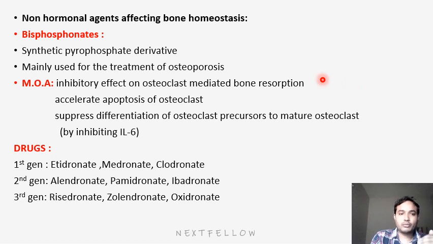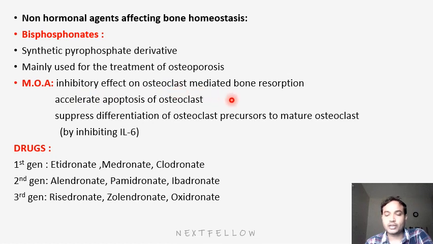Those are the hormonal parts. Now coming to the non-hormonal and drug part. Here, bisphosphonate drugs are mainly helpful in controlling bone homeostasis. Bisphosphonates are synthetic pyrophosphate derivatives. They are mainly used in the treatment of osteoporosis, mainly postmenopausal osteoporosis. Their mechanism of action is an inhibitory effect on osteoclast-mediated bone resorption.